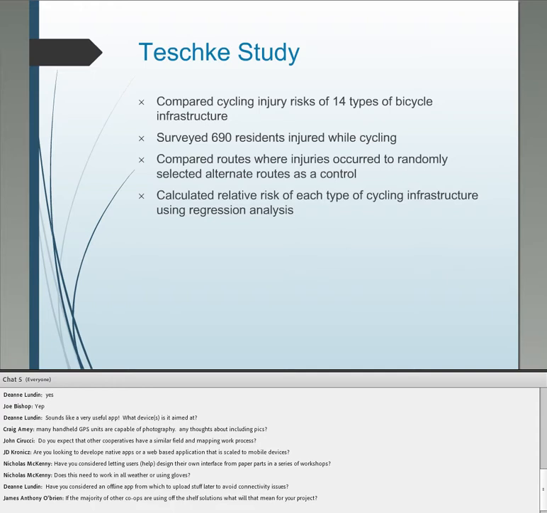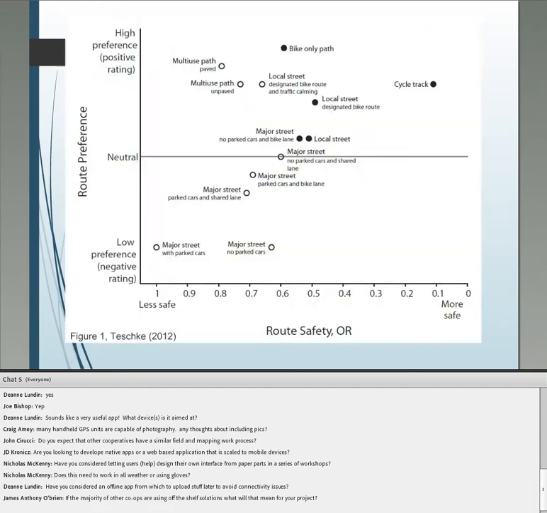And the Teske study compared the relative risk of injury associated with various types of bicycle infrastructure. They surveyed several hundred people who were injured in cycling accidents to find out the details of their route, and then they compared their routes, the routes where injury occurred, to randomly selected routes with the same start and end point as a control, and then they calculated the relative risk of each type of cycling infrastructure using regression analysis.